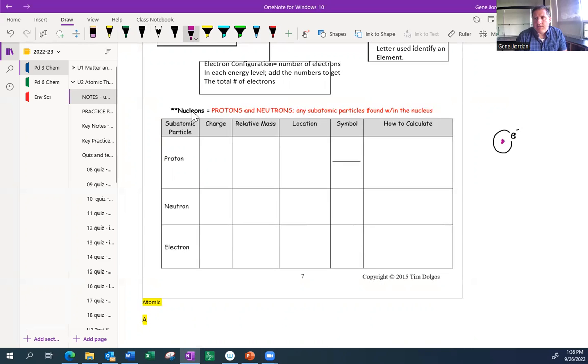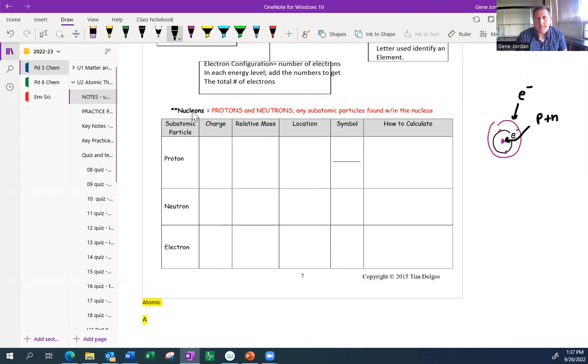Now, electrons can travel around this nucleus in different numbers for each energy level. So we have multiple energy levels around a core. That's the nucleus. Now, inside of the nucleus are the protons and the neutrons. And these orbitals are the electrons floating around in a cloud.